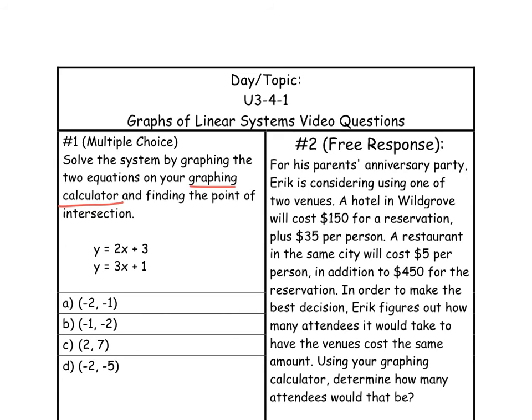In question number 2, for his parents' anniversary party, Eric is considering using one of two venues. The Wild Grove will cost $150 for the reservation plus $35 per person. A restaurant in the same city will cost $5 per person in addition to $450 for the reservation. In order to make the best decision, Eric figures out how many attendees it would take to have the venues cost the same. So they are going to cost the same amount. Use your graphing calculator to determine how many attendees that would be.